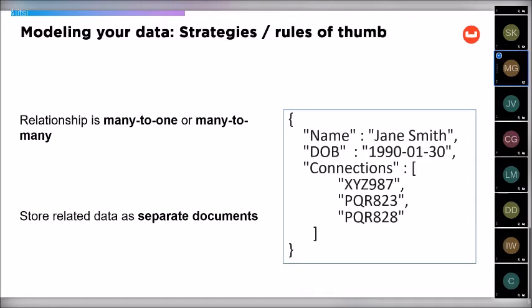Because if it's a situation where this connection could be connected to multiple places, then we want to keep those documents separate. So we're not duplicating, or we're reducing duplicate data there.